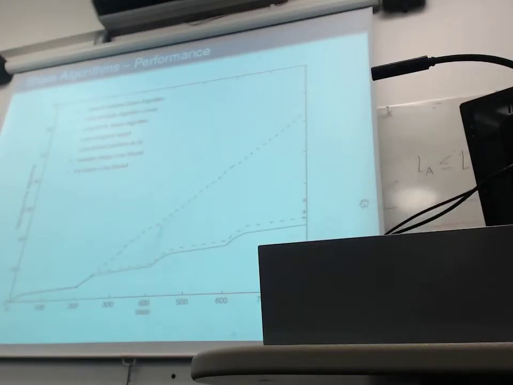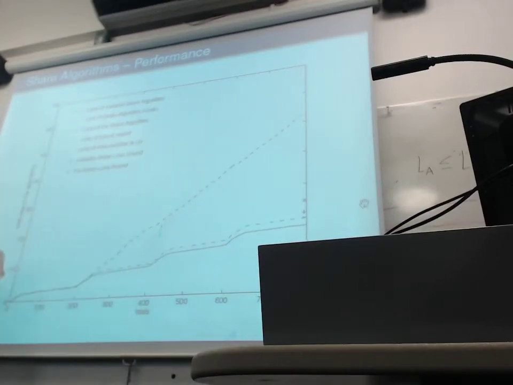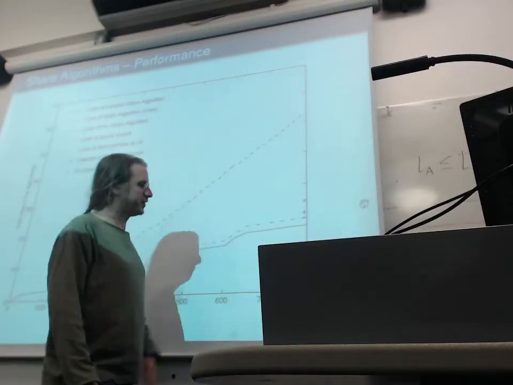But now we can look at the performance of these algorithms. So let's explain what I'm plotting. This axis is the amount of loss. This is the number of trials. So I'm plotting the cumulative loss over time.